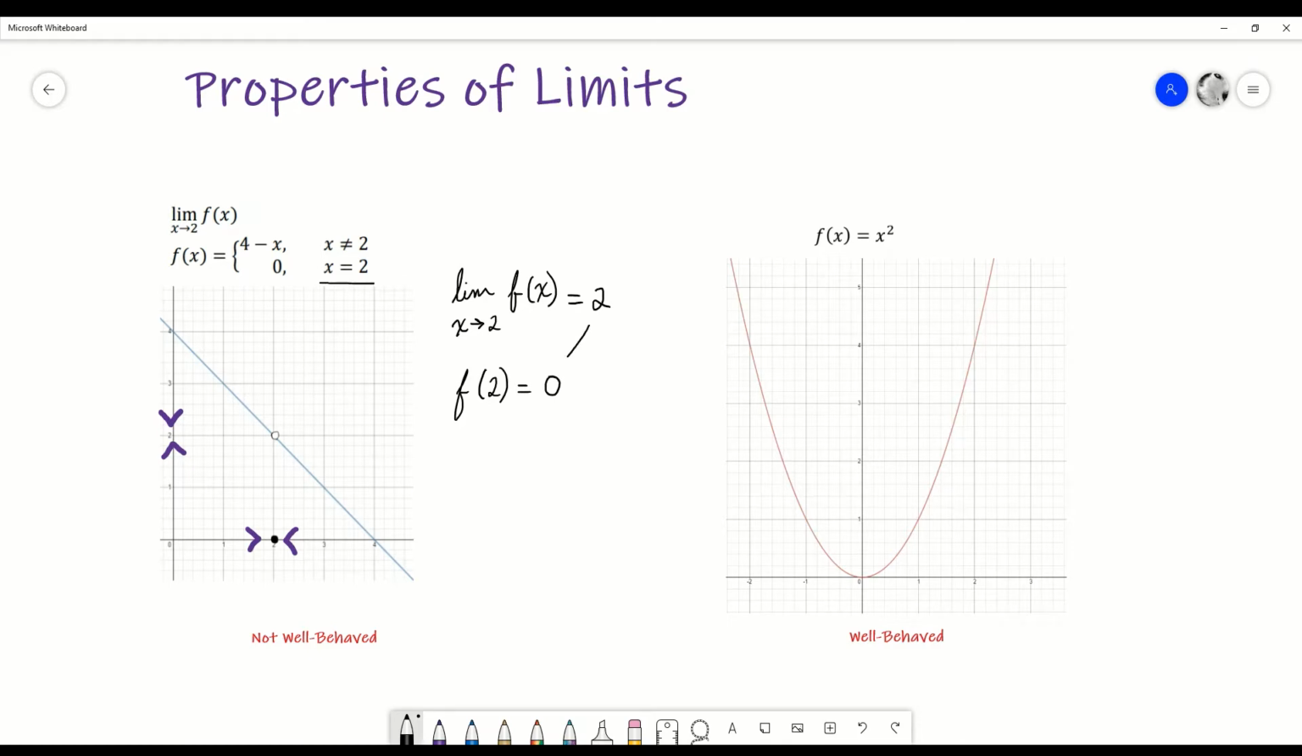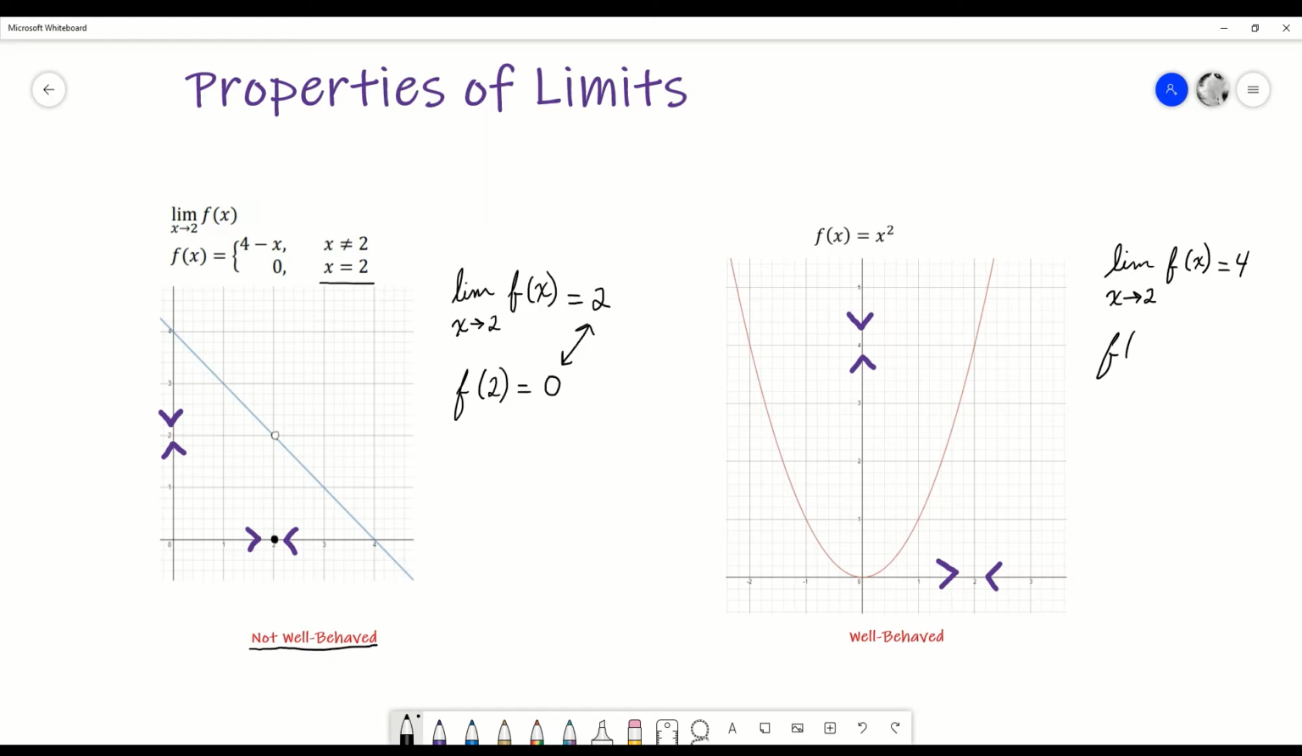Because the limit and the value of the function at 2 are two different values, we say that the function is not a well-behaved function. On the right, however, if I want to find the limit as x approaches 2 of f of x, then as I get closer and closer to 2 from either direction, in the y-axis, I'm going to get closer and closer to 4. So the limit as x approaches 2 of f of x is equal to 4.